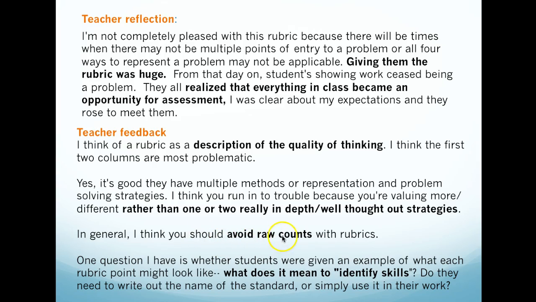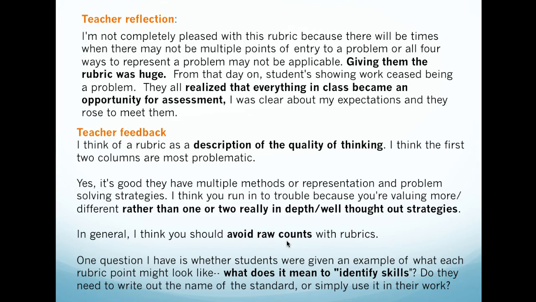This person also said avoid raw counts, which are those first 2 columns. So you really don't want to use those unless it's something that really is important for them to demonstrate. And maybe there's another way to evaluate that. You have to think about how you could evaluate a quantitative piece. And then another said, what does it mean to identify skills? So they're asking for more specificity. So they gave her some very specific feedback on the rubric.